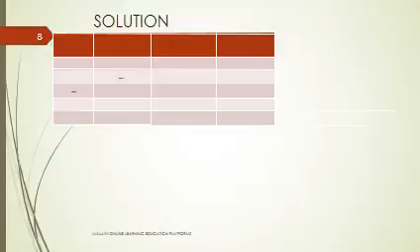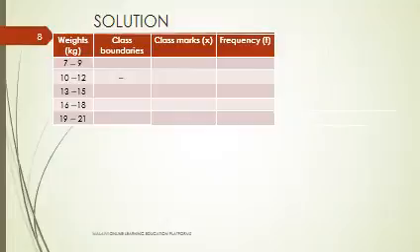Now you draw your table with 4 columns. In each column you put information based on your example, like we have weights. Then you also add another column of class boundary, and also the class marks, though it's not necessary. Then you also add the column of frequencies. On the weights, you just copy from the example and paste the values here.